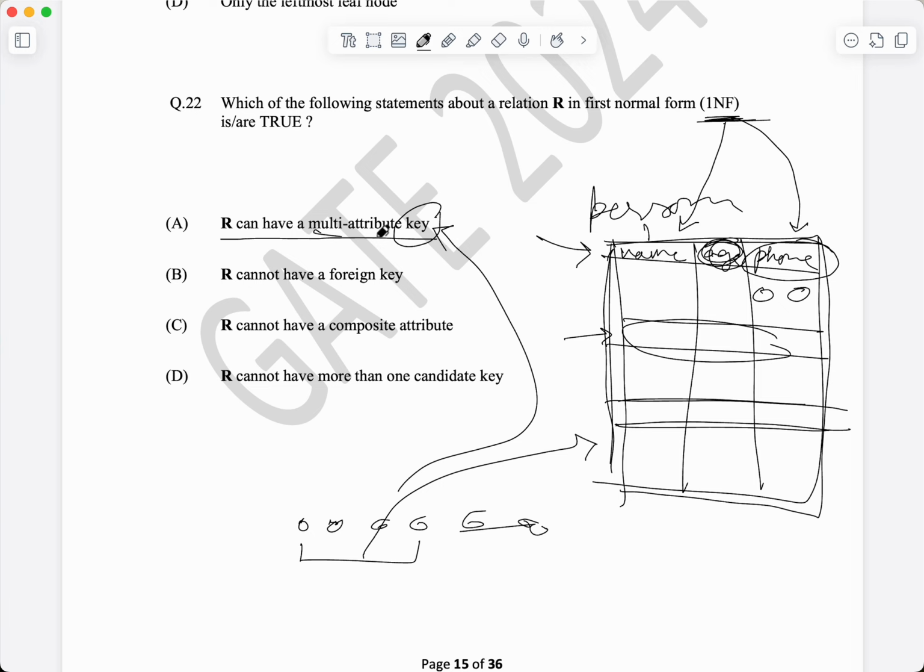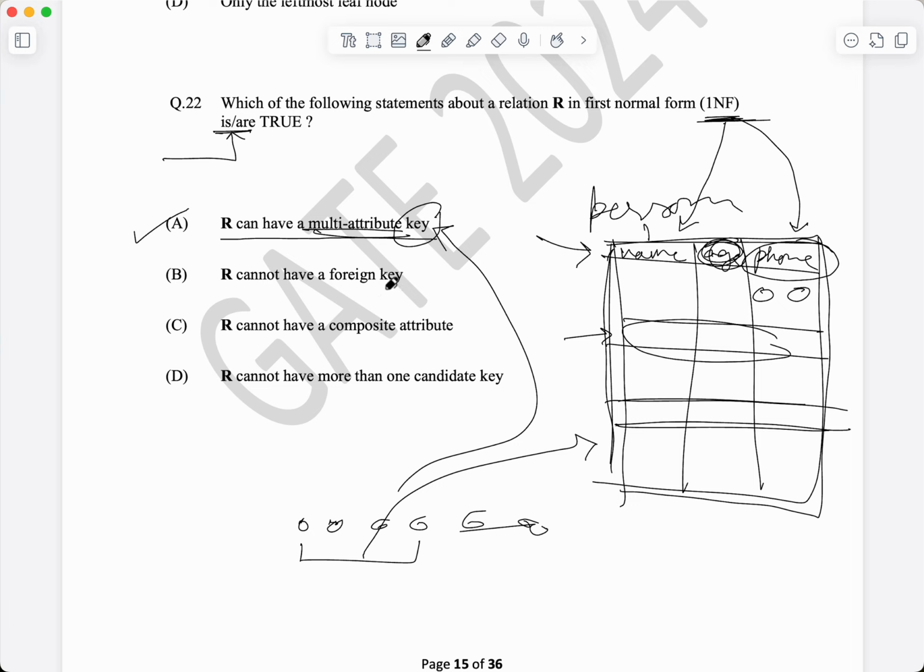So can it have a multi-attribute key? Obviously it can have a multi-attribute key. There is no restriction on this. So this statement is true. But mind, this is important, that it is a question with "is R true". That means that multiple answers can be correct. Now this is not an MCQ, this is an MSQ, right? Multiple select question.